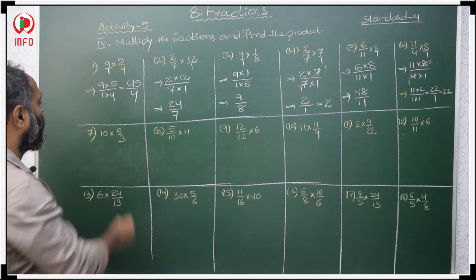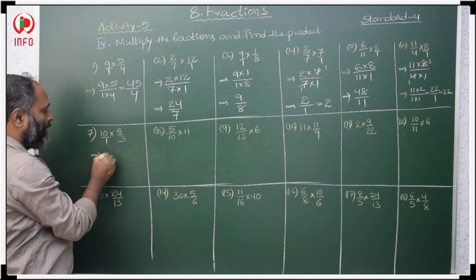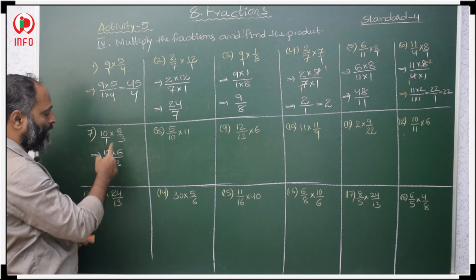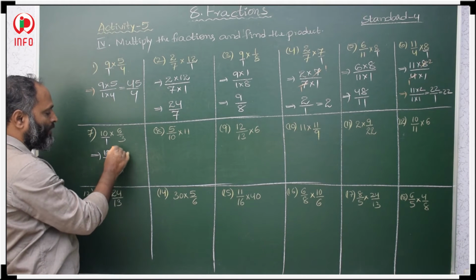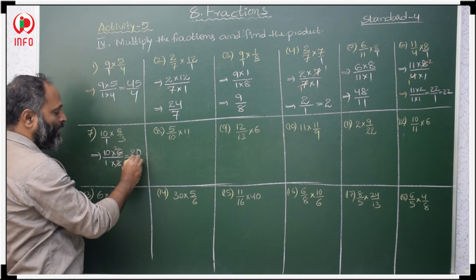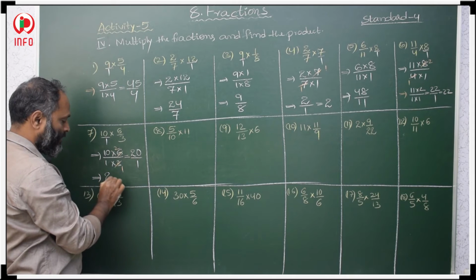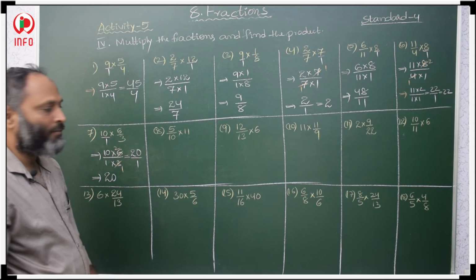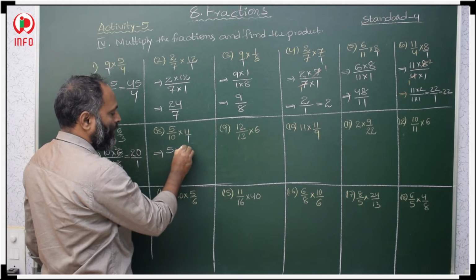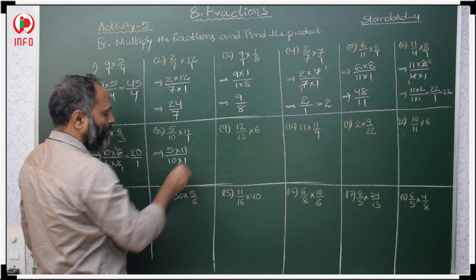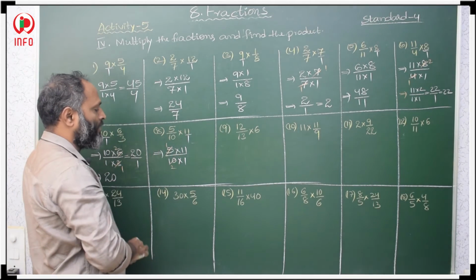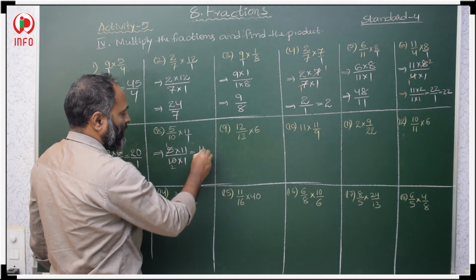Now here 10 by 1. Multiply numerator with numerator. 10 into 6 by 1 into 3. So these two have common factor 3. 3 1s are 3, 3 2s are 6. Then multiply numerator with numerator. 10 2s are 20, 1 1s are 1. 20 by 1 means 20. 11 by 1. Then 5 into 11 by 10 into 1. So these two have common factor 5. 5 1s are 5, 5 2s are 10. 1 11s are 11, 2 1s are 2.